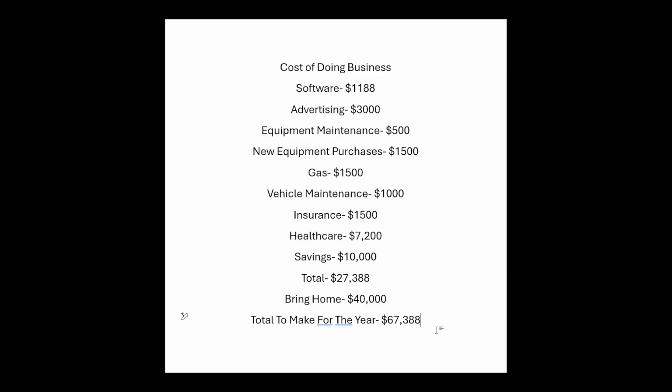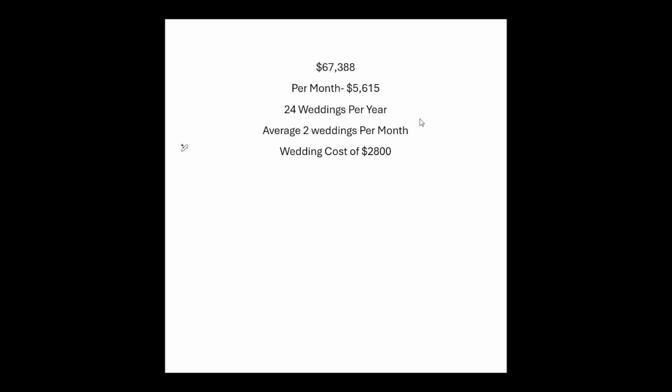$67,388 a year. So now let's take that number and break it down into individual sessions so that we get an idea of what we need to be charging. Now I've already gone and filled this one out here. So we have our number from the other sheet, $67,388. That is what we need to be making in a year to be able to pay ourselves $40,000 and cover all of our expenses.